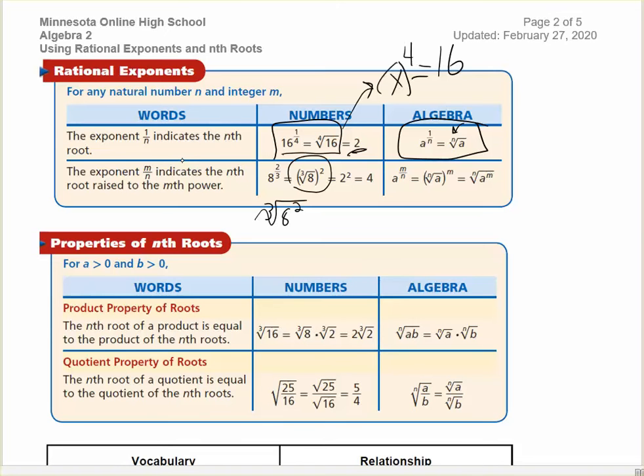For simplifying this, you could find two ways. You could say, what is the cubed root of 8? Which means, what number to the third power is equal to 8? And you'd say, oh, that's 2. So that means that the cubed root of 8 is 2, and then 2 squared is 4. You could also do this.